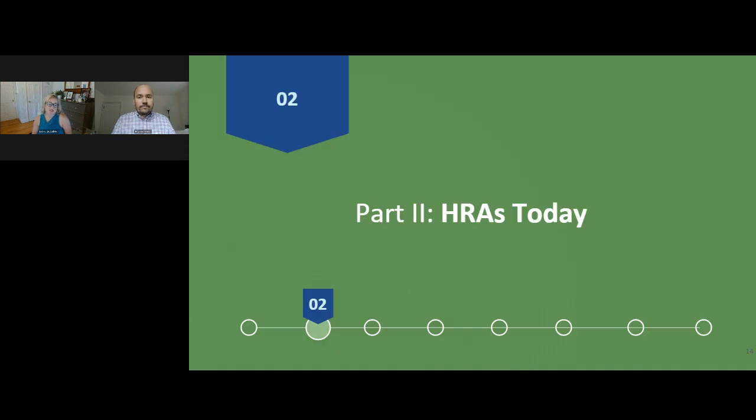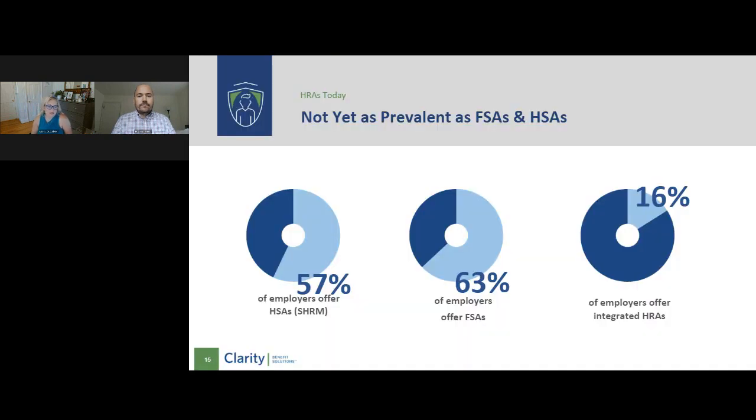Now let's look at some recent statistics about how HRAs are being utilized today. HRAs are really, as Eddie was saying, not yet as prevalent in the market as other tax advantage benefits like flexible spending accounts and health savings accounts, especially in certain geographic areas. But according to SHRM, about 16% of employers are currently offering HRA options. Compare that to 63% that are offering FSAs and 57% offering HSAs.